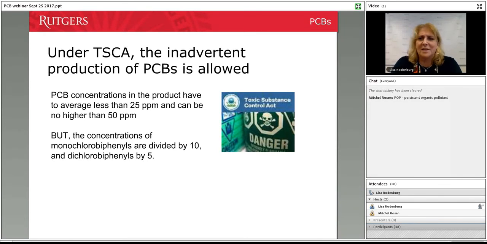I think the reason they did it is because they figured that those mono and dichlorinated PCBs are a little less toxic. They don't bioaccumulate as much, so maybe they're not such a big deal. But it does lead to kind of a strange formulation for how you calculate whether your product is meeting or exceeding the standards. But the important point, again, is that TSCA didn't ban this. This was all allowed under TSCA.